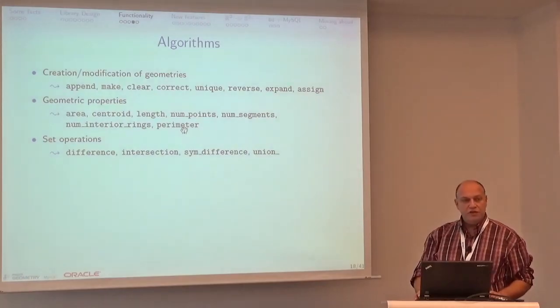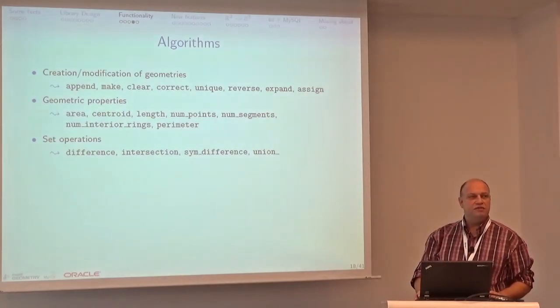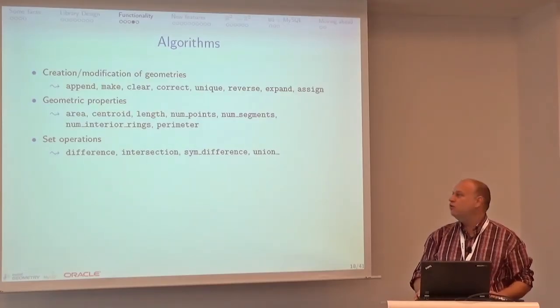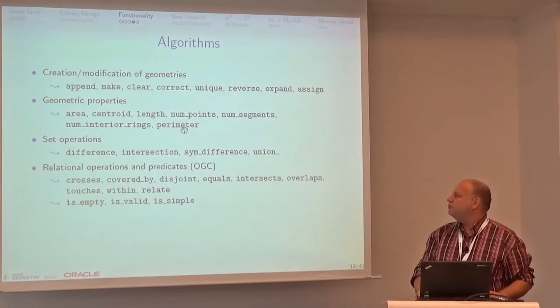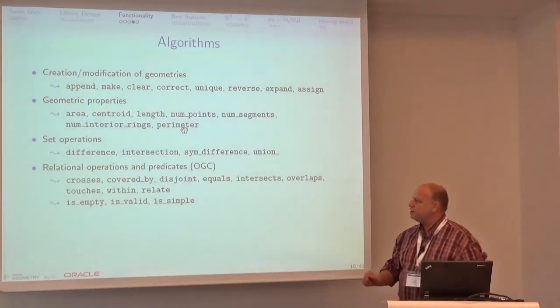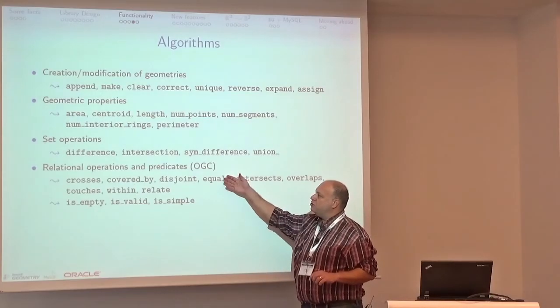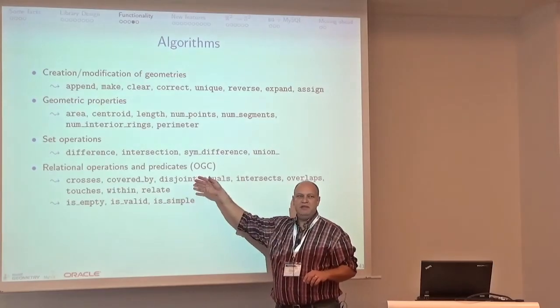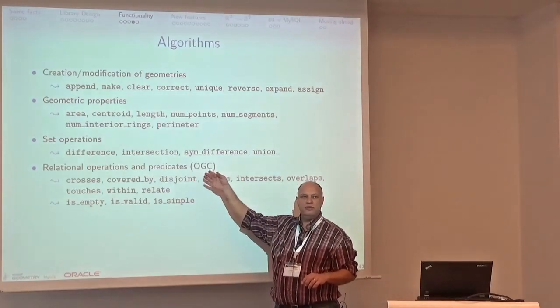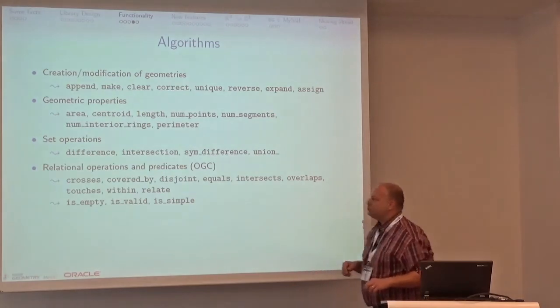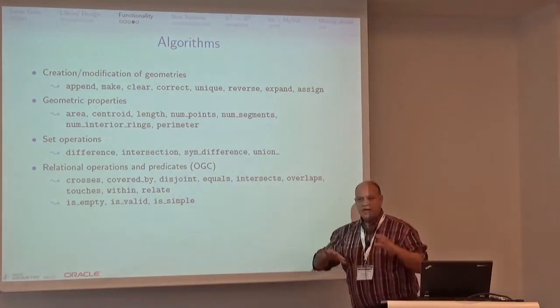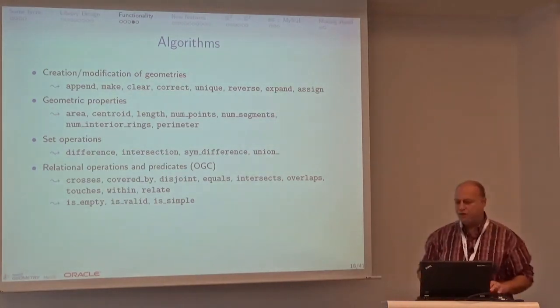We have set operations. I don't think I should really explain what they do. You all know what we're talking about here. And we have relational operations, and there is a slight comment to be made here. These are relational operations that are named and implemented according to the Open Geospatial Consortium standard, and they have to do with how geometries interact with each other.